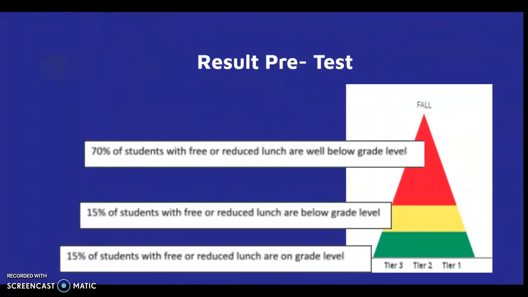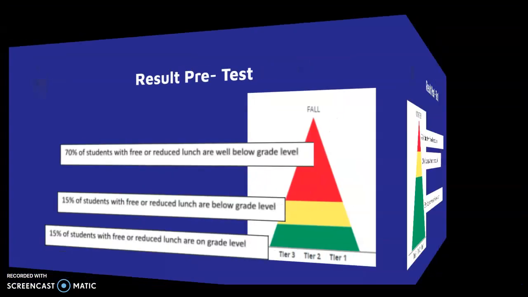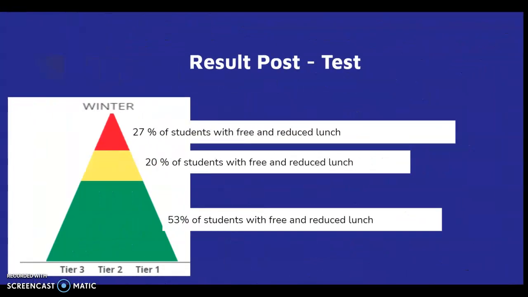So with all of this gathered, we're going to look at the pre-test results. In the pre-test, we had 70% of students with free and reduced lunch well below grade level. 15% of the students with free and reduced lunch are below grade level, and 15% of the students with free and reduced lunch are on grade level. So let's see, with all of the proposed research and the research that we have done, the quantitative study with the pre-test and post-test method design, the participants have used the intervention support in small groups, and we see results. We now only have 27% of students with free or reduced lunch that are well below grade level. 20% of those students with free and reduced lunch are below grade level, and now we have 53% of the students living in poverty on grade level.